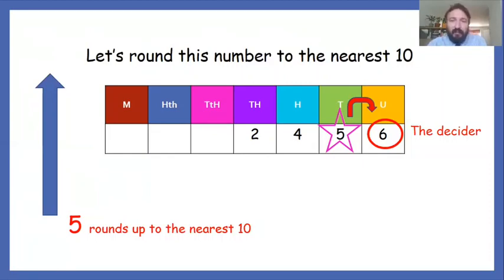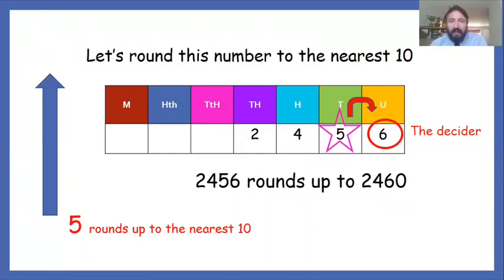So I'm going to go to my tens column, have a look. I've got a 5 in there at the moment. I'm going to look at my decider. Now that is definitely above 5. So therefore, this is telling me I need to round 2,456 to the nearest 10, which gives me 2,456 rounds up to 2,460.